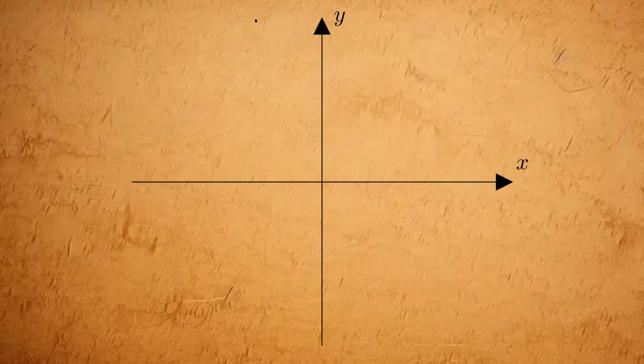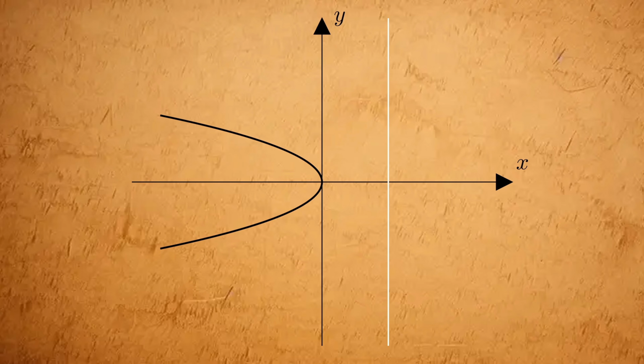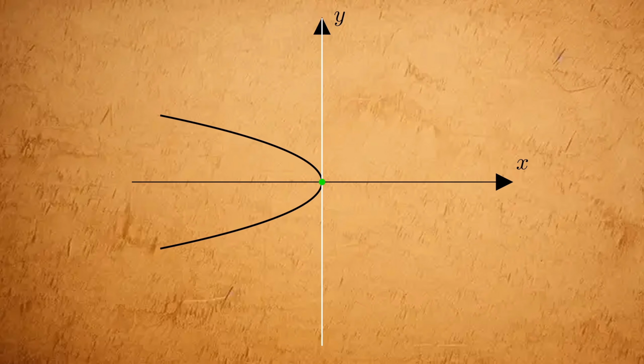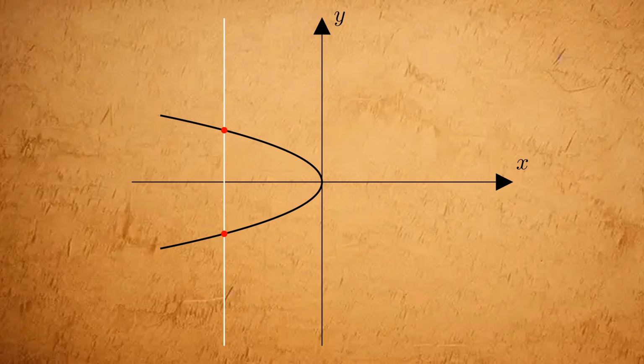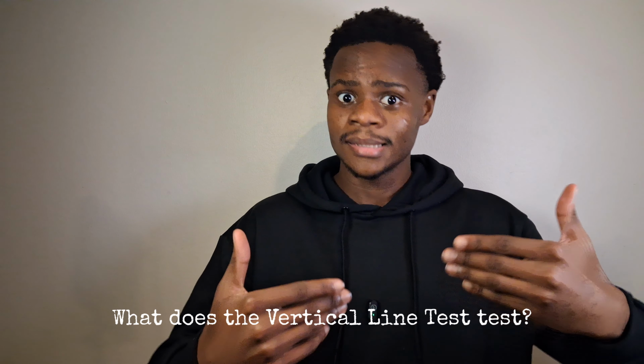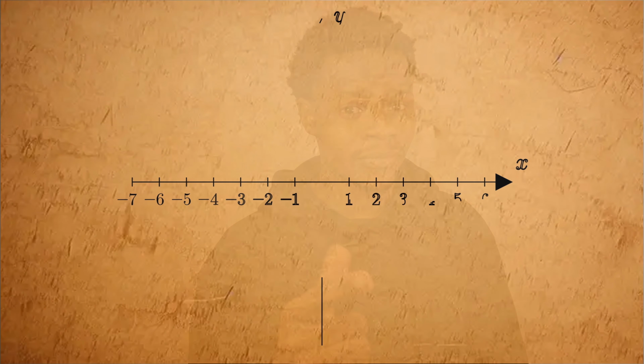This is the vertical line test. Now, what does the vertical line test test? The vertical line test checks whether a curve in the coordinate plane is the graph of a function or not.